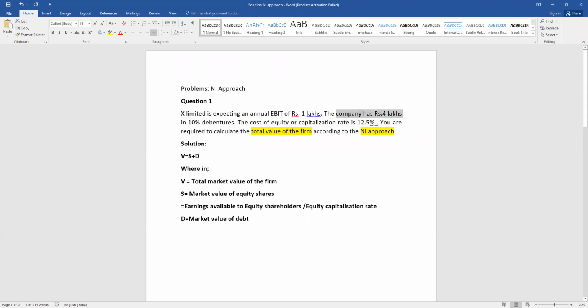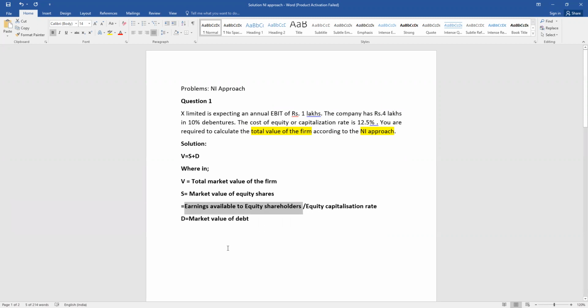So we have the EBIT. EBIT is earnings before interest and tax, meaning to say this is an amount which is not paid to the debenture holders. That means interest is still pending here. Am I able to make it clear? Yes, ma'am. All right. So we are going to calculate the amount available to the equity shareholders. This is EBIT. It means that interest is not yet paid.